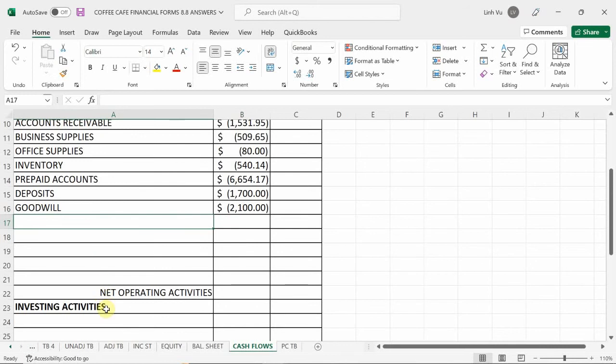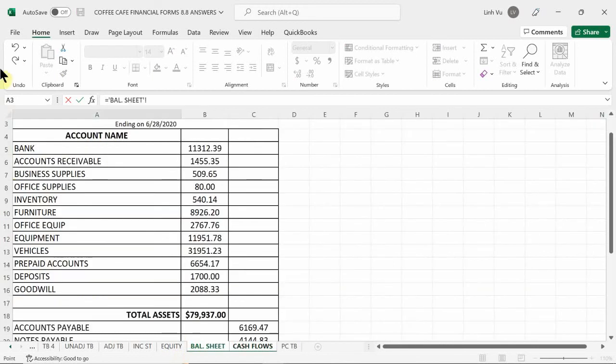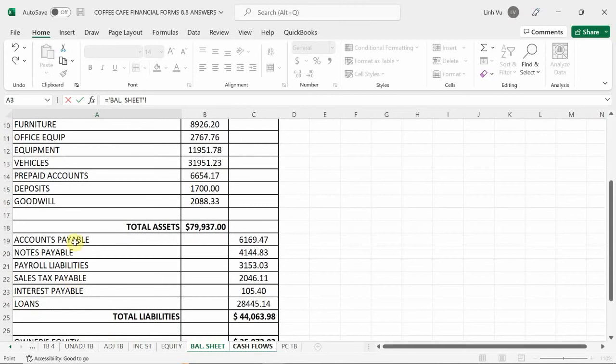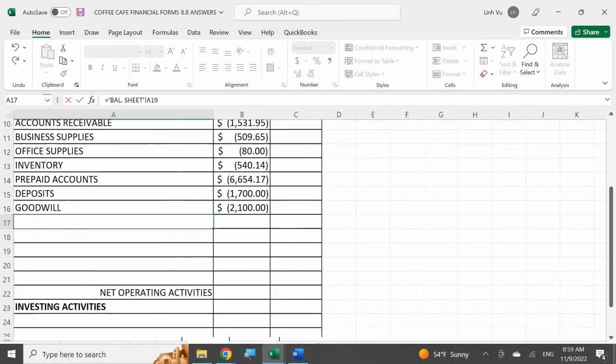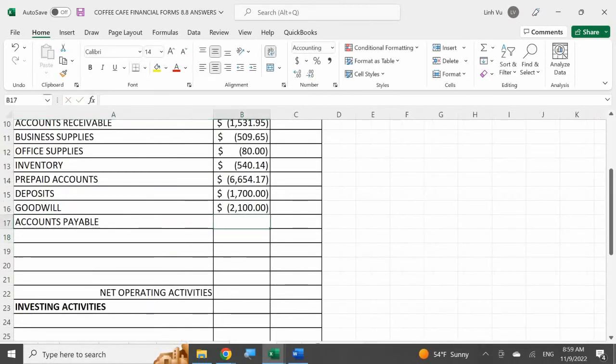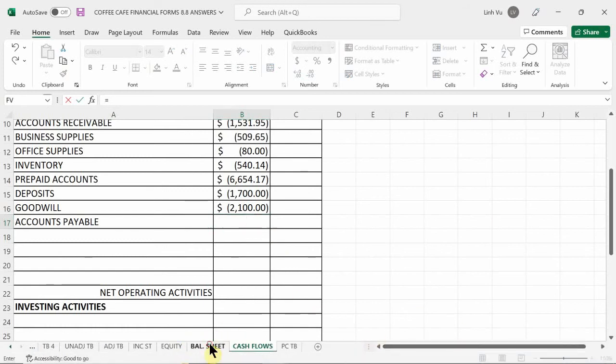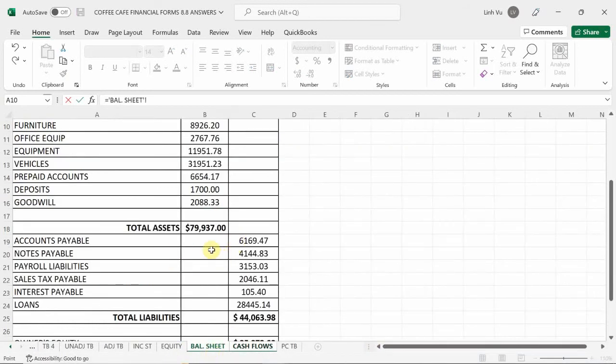Now the next section is going to be current liabilities. Let's see what my first current liability is. My first current liability here is going to be accounts payable. Now my accounts payable says that I owe $6,169.47.